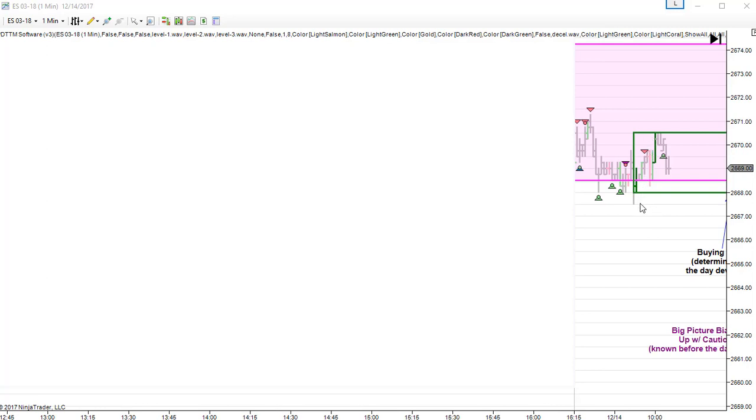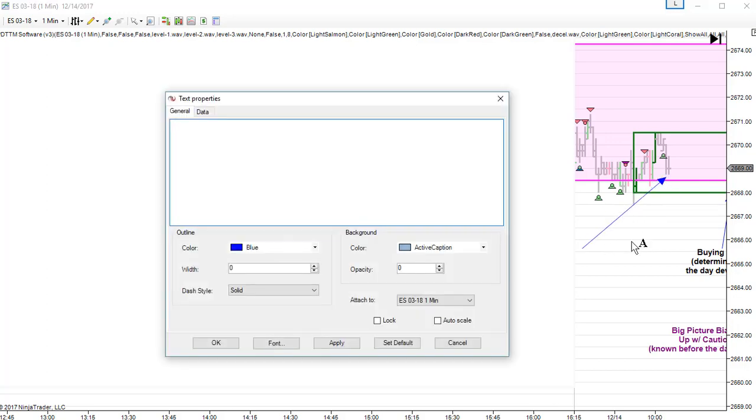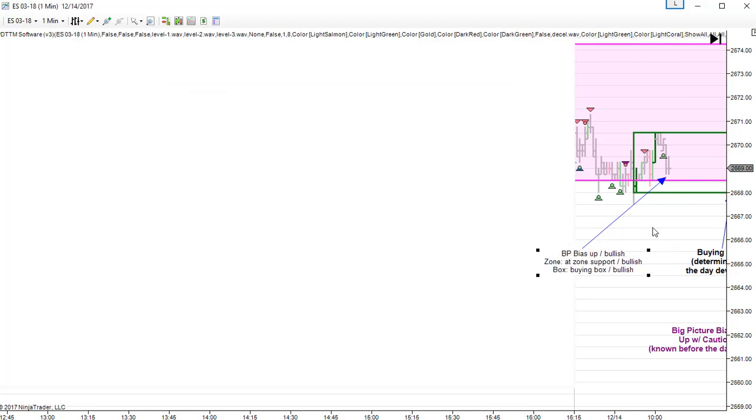Okay, so now if we look at this, we have a situation where, again, big picture bias is up. That's a bullish indication in isolation. We want to think about these in isolation and then bring them together. Okay, on our zone level, we are at zone support. That's bullish in isolation. And then on our box level, we have a buying box. That is bullish in isolation. So now we've got a 3 out of 3 situation where it looks like a pretty good opportunity to be a buyer.